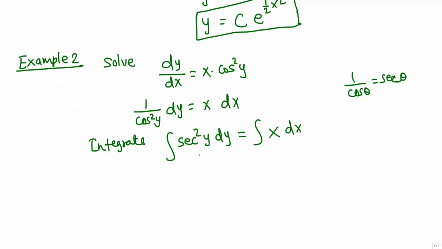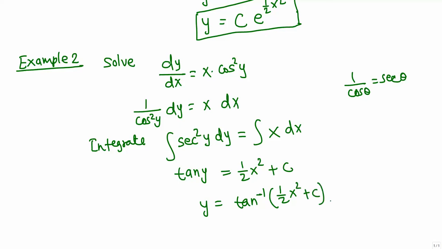Now the antiderivative of secant squared y is just tangent y, equal to, again, the antiderivative of x, which is half x squared plus c. And finally we can solve for y. Take tangent inverse of both sides, then y will be tangent inverse of half x squared plus c. Final.